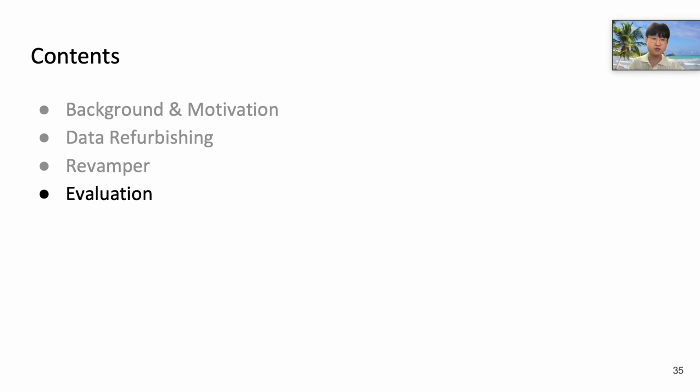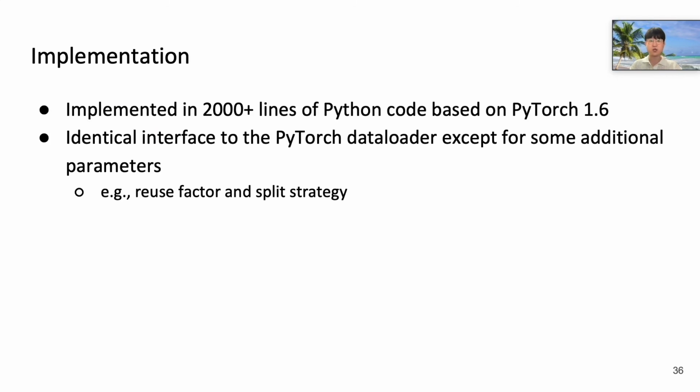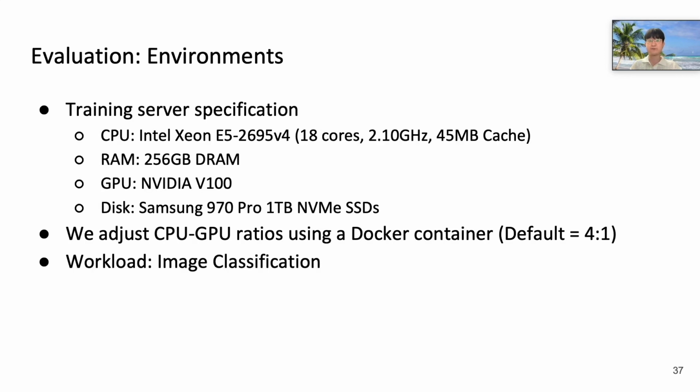Now, we move on to the evaluation. Revamper is written in about 2,000 lines of Python code based on PyTorch 1.6. It overrides the existing PyTorch Dataloader with the identical interface, except for some additional parameters, such as reuse factor and the split strategy. We evaluated Revamper on a dedicated training server. Same as the earlier motivating evaluation, we adjust the CPU-GPU ratios using a Docker container. As an evaluation workload, we used image classification models.